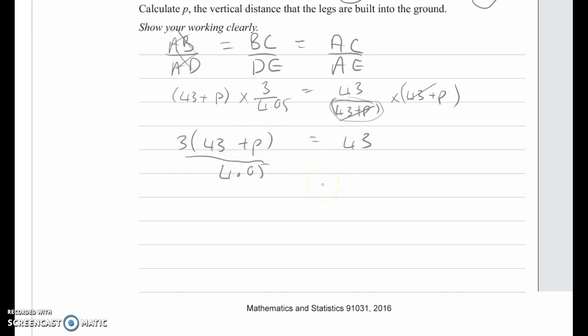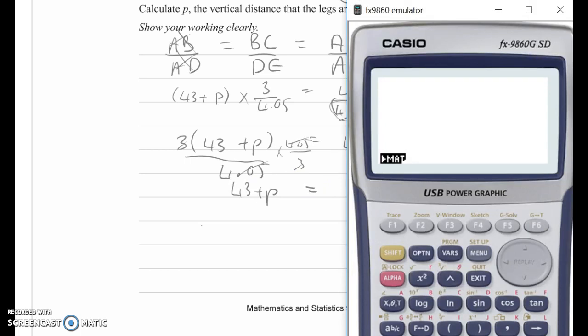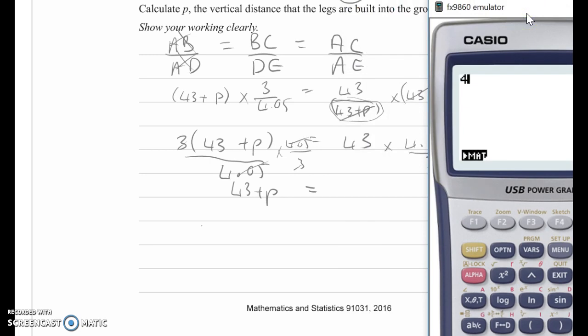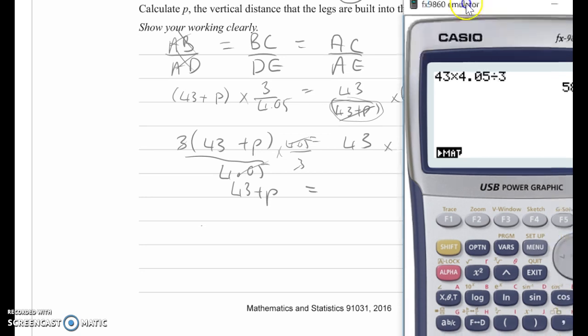Now I need to get my 4.05 onto the other side and divide by 3. So basically I'm timesing by 4.05 and I'm dividing by 3 so that those cancel and those cancel. If I do it to my left, I need to do it to my right as well. And so I'm left with 43 plus P is equal to 43 times 4.05 divided by 3 equals 58.05.